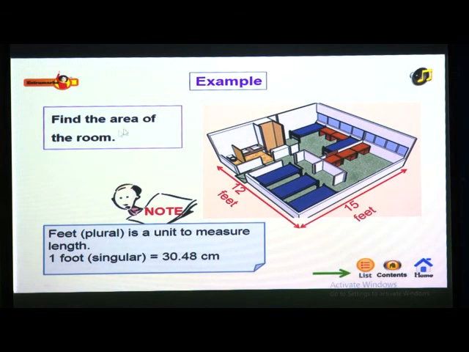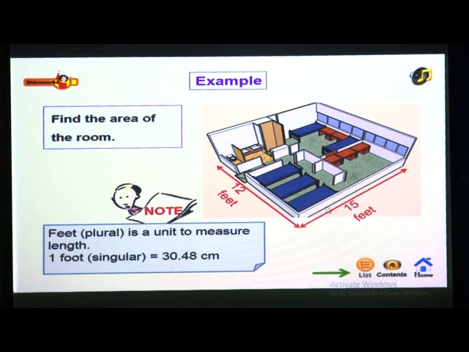Next, find the area of the room. We have 15 feet and 12 feet. Feet is the plural, a unit to measure length.